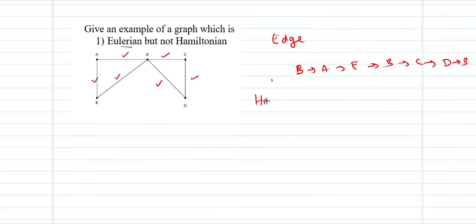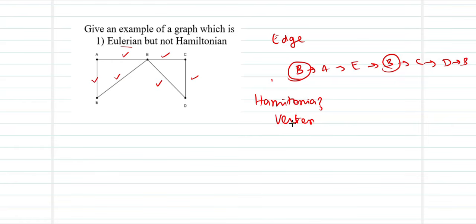But how about Hamiltonian? What do you mean by Hamiltonian? Every vertex must be covered exactly once. Notice that when we are traversing, the vertex which is B is going to appear twice. Whatever means you try to travel, you cannot ignore this point B and then travel.